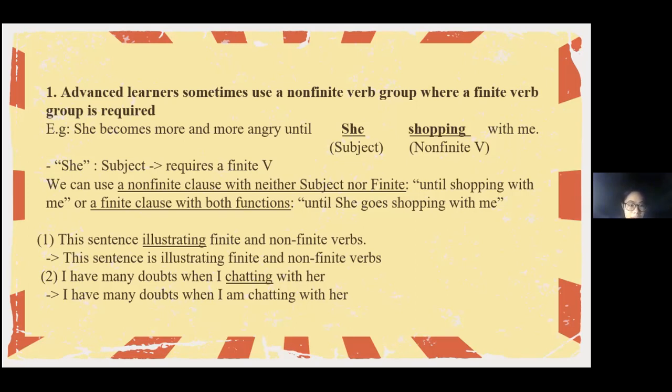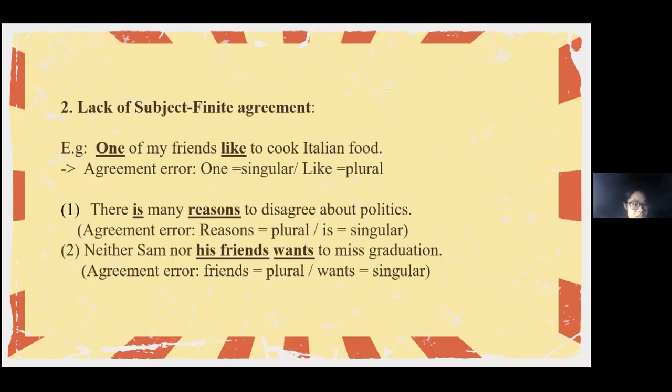For more examples, we can see on the screen. The second problem is the lack of subject-finite agreement. It means that the subject and verb in a sentence must agree in number. They both need to be singular or they both need to be plural. Lack of subject-finite agreement is quite common in native speakers, but in formal writing, it is regarded as unacceptable.